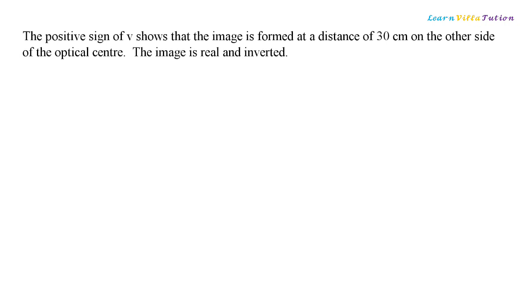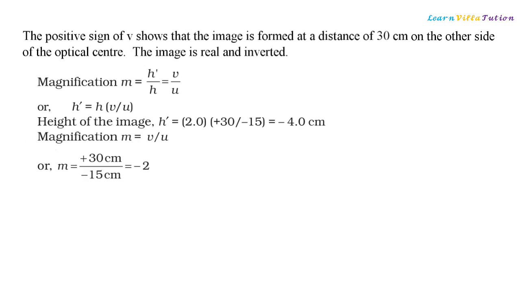The positive sign of v shows that the image is formed at a distance of 30 centimeters on the other side of the optical center. The image is real and inverted. Magnification m is equal to h dash upon h equal to v upon u, or h dash is equal to hv upon u. Height of the image, h dash is equal to 2.0 multiplied by plus 30 upon minus 15 is equal to minus 4 centimeter.